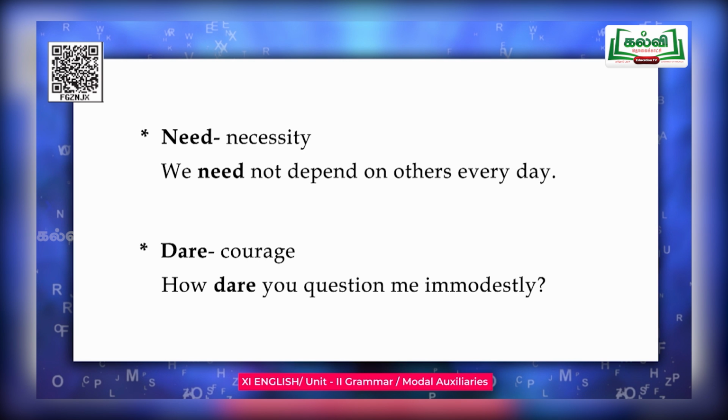The last example is dare. Dare is used for expressing courage. How dare you question me immodestly? This is a very strange example in which we are expressing our displeasure to somebody.